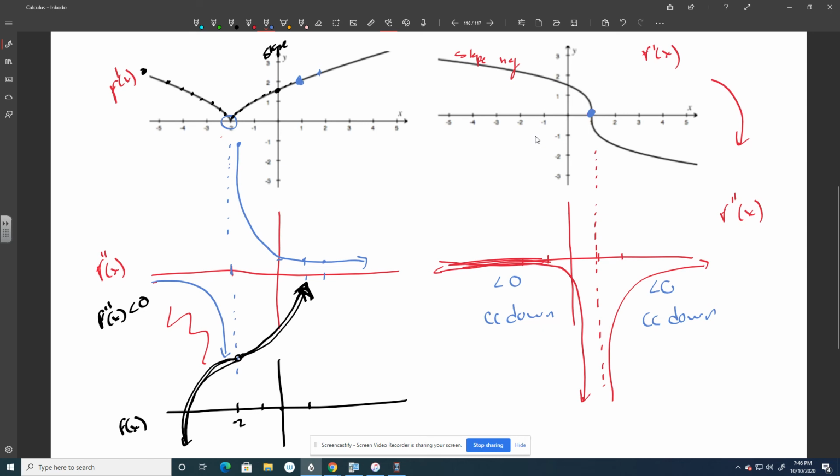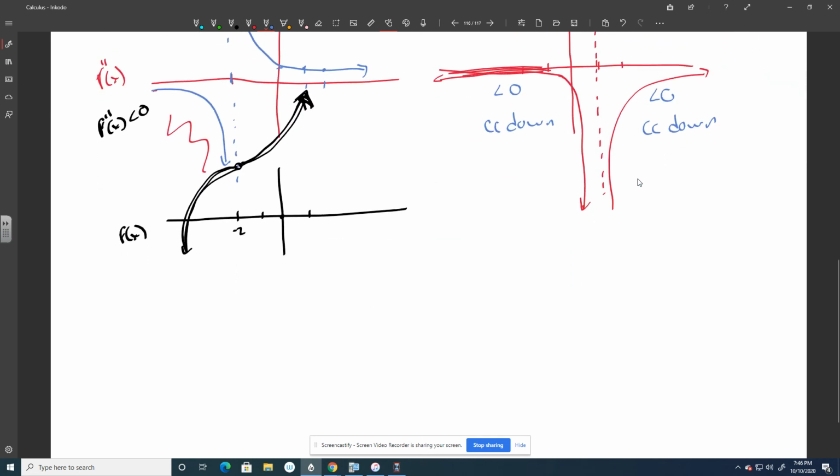So when I look to the left, all these values are above the axis, which means my slopes are positive, which means I'm increasing on my normal function. And over here, because I'm below the x-axis, my slopes are negative, so I am decreasing on my function. So if I draw my function, I'm going to draw it right here.